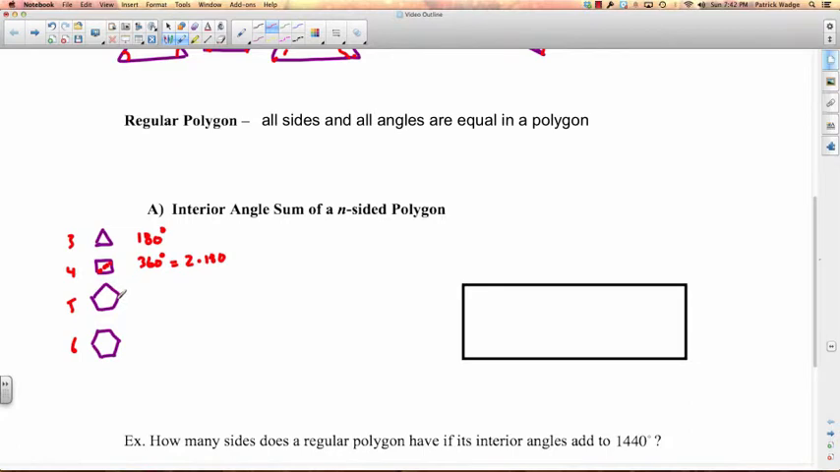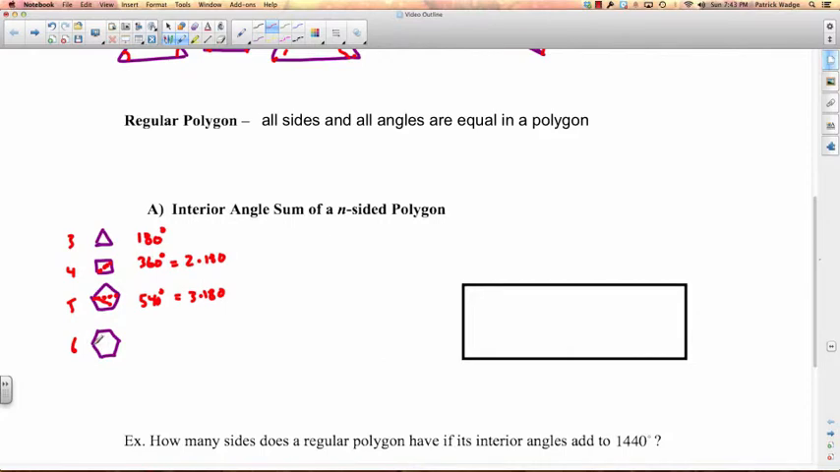How about this one? You might not know how much a pentagon has, but we can use the triangle trick. Let's go from here to here and also here to here. Do you see that I've broken it into 3 triangles? 1, 2, 3. So I have 3 times 180, which is 540 degrees.